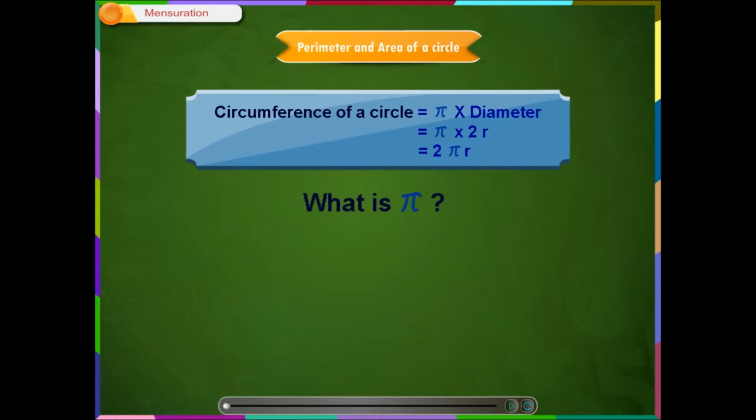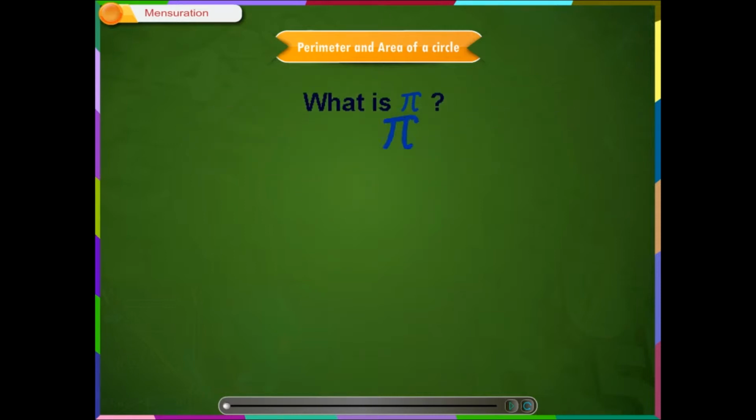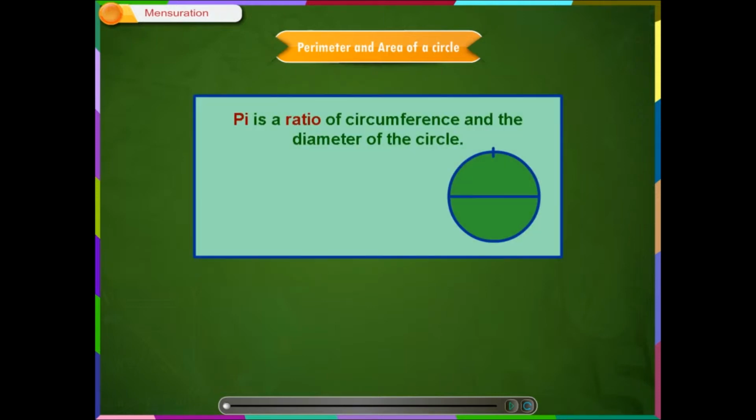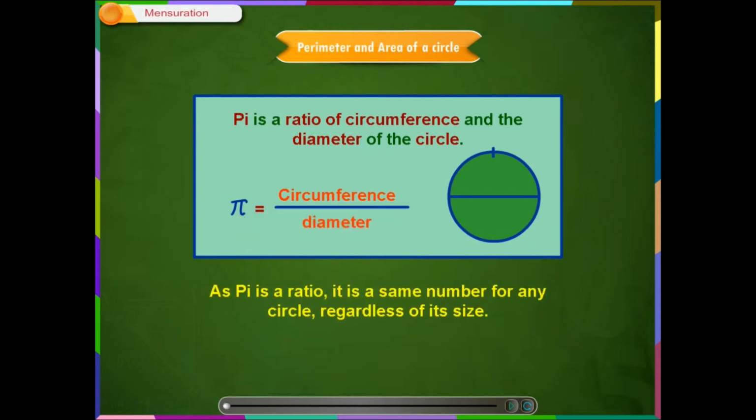What is pi? Pi is a Greek letter, spelled as pi, which is a special number. Pi is the ratio of the circumference and the diameter of the circle. Hence, pi is equal to circumference divided by diameter. As pi is a ratio, it is the same number for any circle regardless of its size.